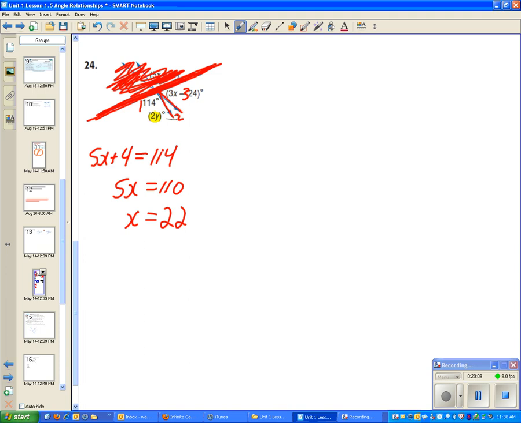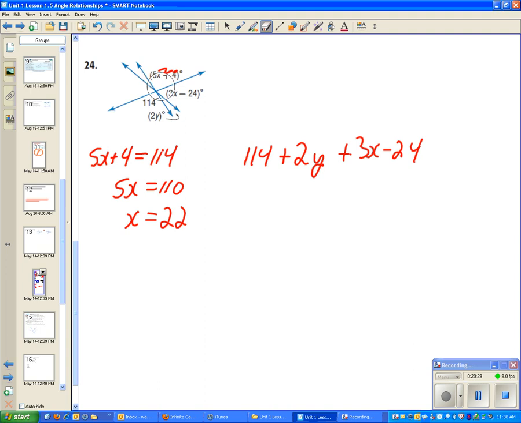180. Okay? So I'm going to add 114 plus 2y plus 3x minus 24, because when I add those three measures together, it gives me a line. It gives me a straight angle. It gives me 180.